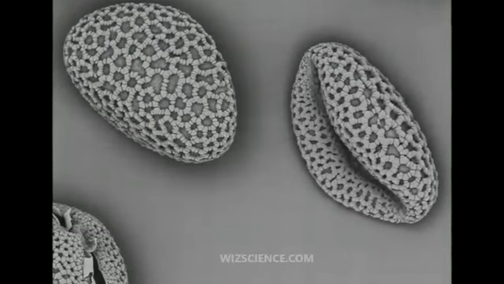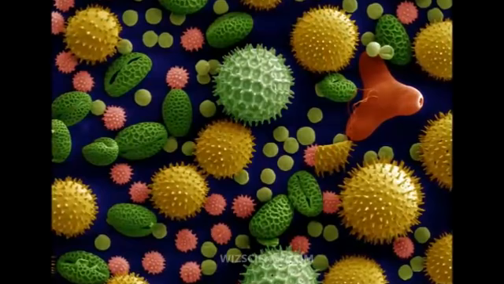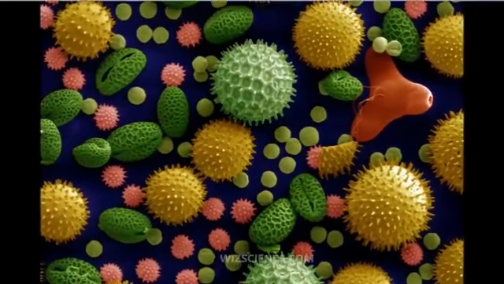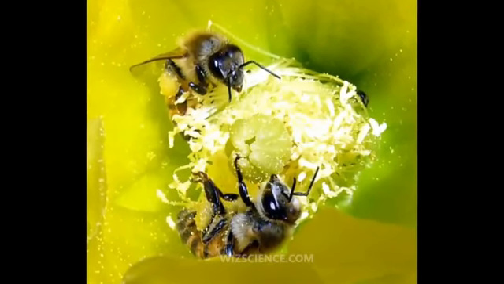Individual pollen grains are small enough to require magnification to see detail. The study of pollen is called palynology, and is highly useful in paleoecology, paleontology, archaeology, and forensics.